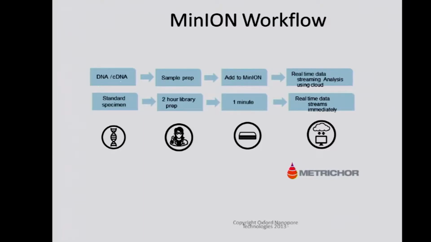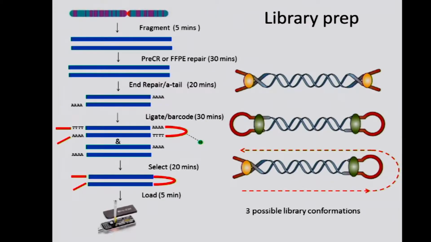But DNA or cDNA sample preparation, about 2-hour library preparation time. It takes about a minute to add to the MinION, and then you have real-time sequencing data. So there's a lot of feedback. You actually get results right away. And depending on what application you're doing, you can even start analysis as the data comes off the instrument. Run times range from just a few hours to about 48 hours currently. There's a really fast process to get the data off the machine.